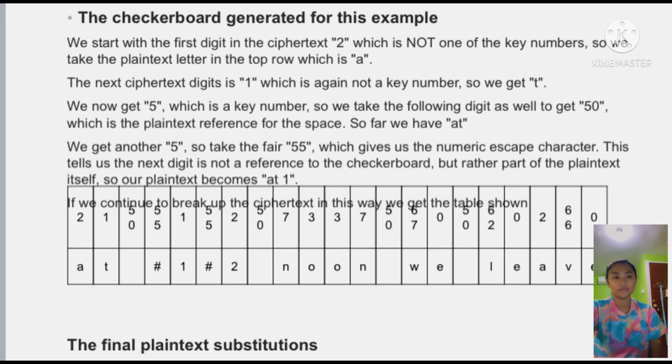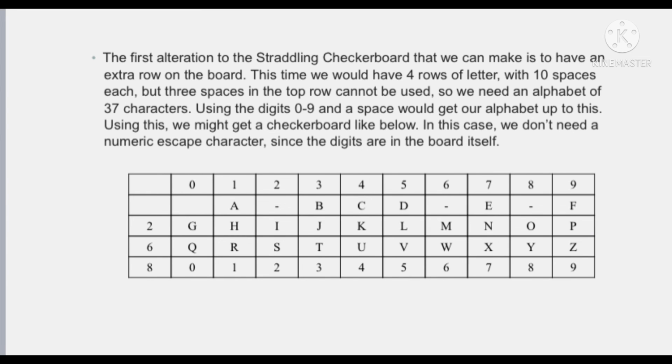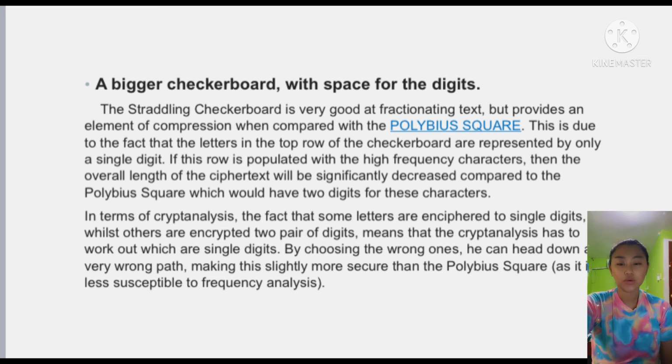So far, we have "at". We get another 5, so take the following digit as well, 55, which gives us the numeric escape character. This tells us that the next digit is not a reference to the checkerboard, but rather part of the plaintext itself, so our plaintext becomes "at 1". If we continue to break up the ciphertext in this way, we get the table shown. Here is a bigger checkerboard with space for the digits.